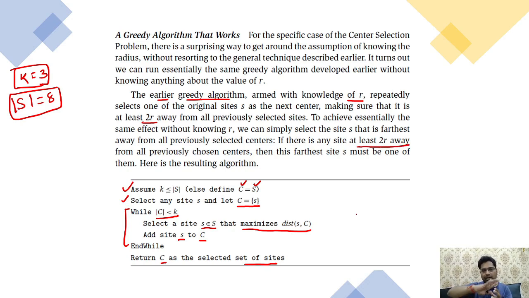Means we have to select not within 2R, we have to select more than 2R. This is what is written. So we will cover a maximum range through which at least we will say the centers are selected using the greedy approach. Okay.